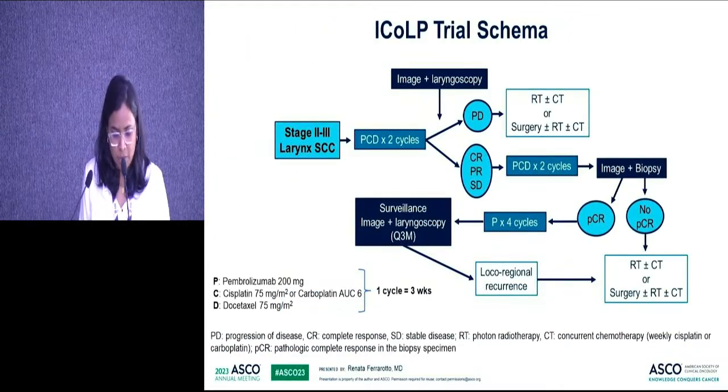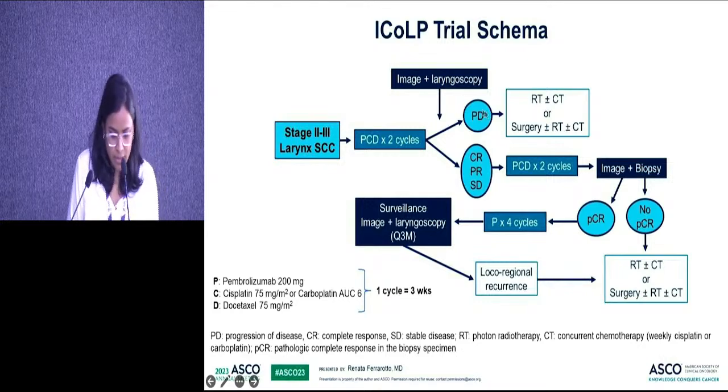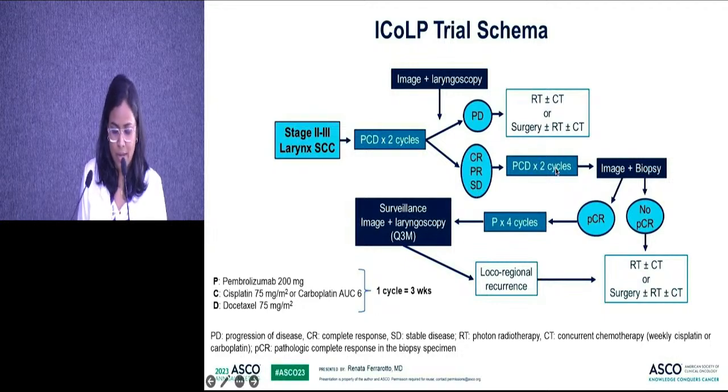This is the trial schema. They looked at giving patients a platinum-taxane doublet, which was docetaxel and cisplatin, and added pembrolizumab for 2 cycles. They had a co-primary endpoint of disease control rate and a pathologic CR rate, which they looked at after 2 cycles. If the patient had any kind of a response or stable disease, they received 2 more cycles and they underwent imaging and a biopsy. If the disease progressed, of course, the patient would receive local therapy, that is standard of care, either radiotherapy with or without chemo or surgery depending on the extent of disease.